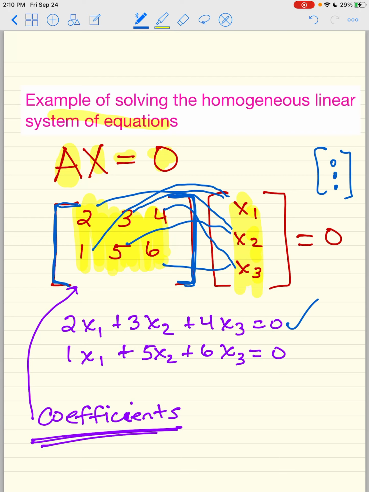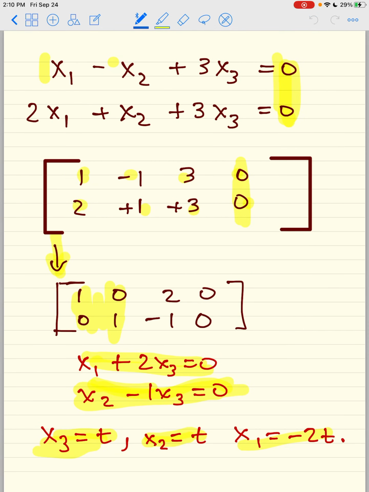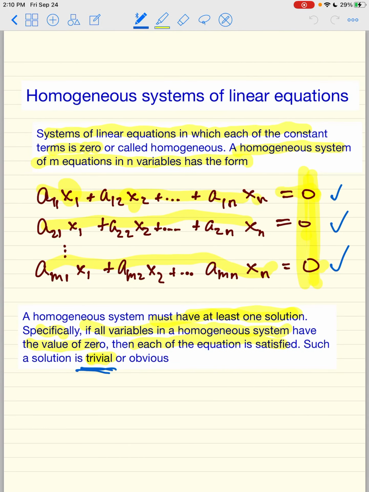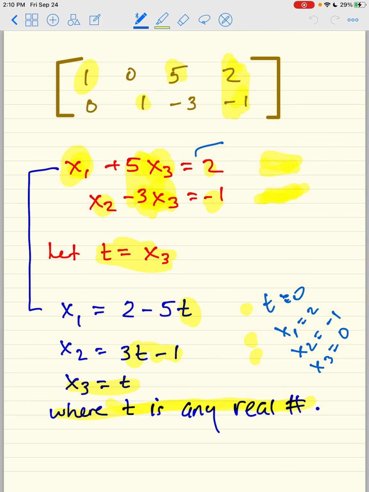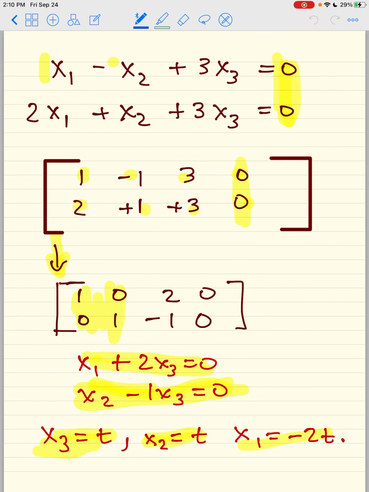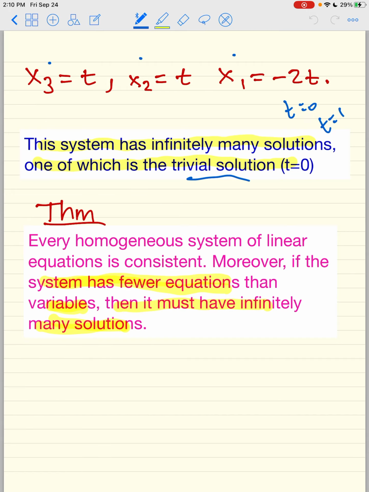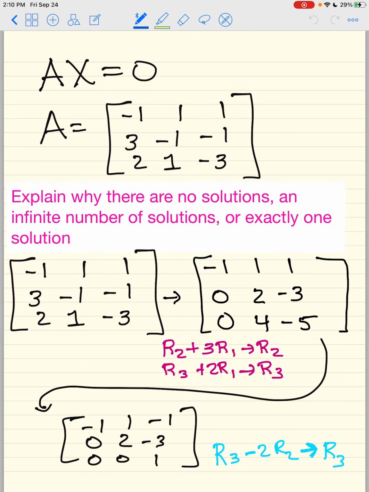When the last column, the answers, is not there, it's just called a coefficient matrix. And so here is the example that I'm going to start, okay? AX equals 0, A is equal to -1, 1, 1, and these are just, again, coefficients. These are not the answers. These are not the constants.